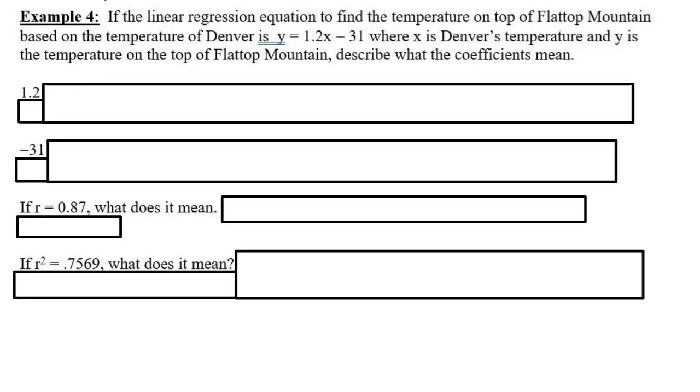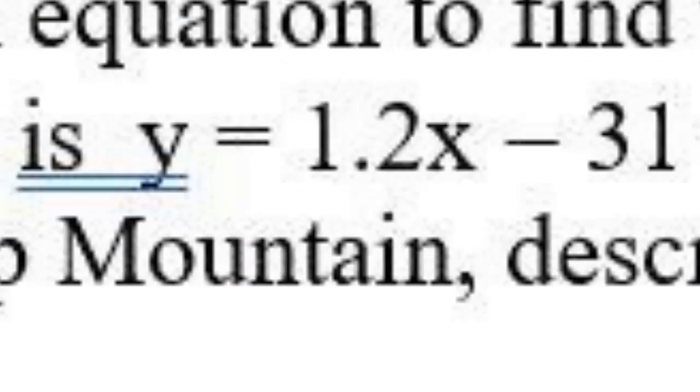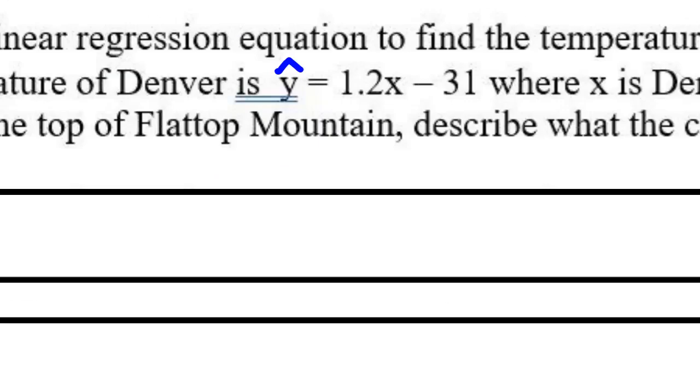All right. If the linear regression equation to find the temperature on the top of Flat Top Mountain is based on the temperature of Denver, and then here's our regression equation, y hat equals 1.2x minus 31, where x is Denver's temperature and y is the temperature on the top of Flat Top Mountain. Describe what the coefficients mean. What does this 1.2 mean here? What is it? That's the slope.